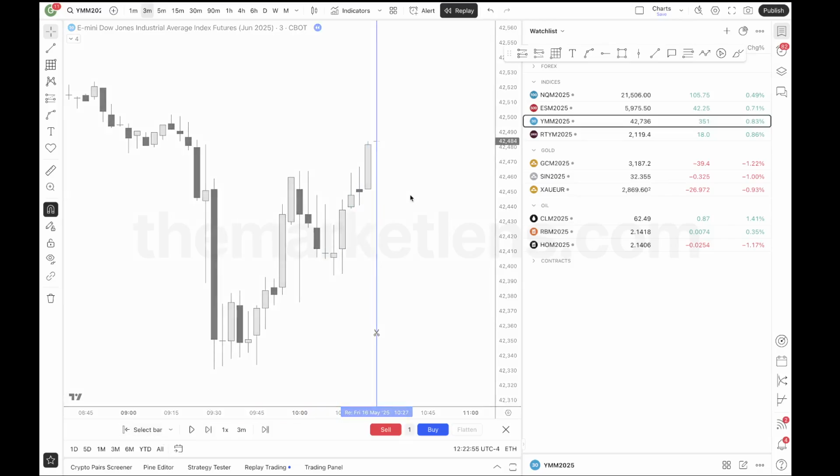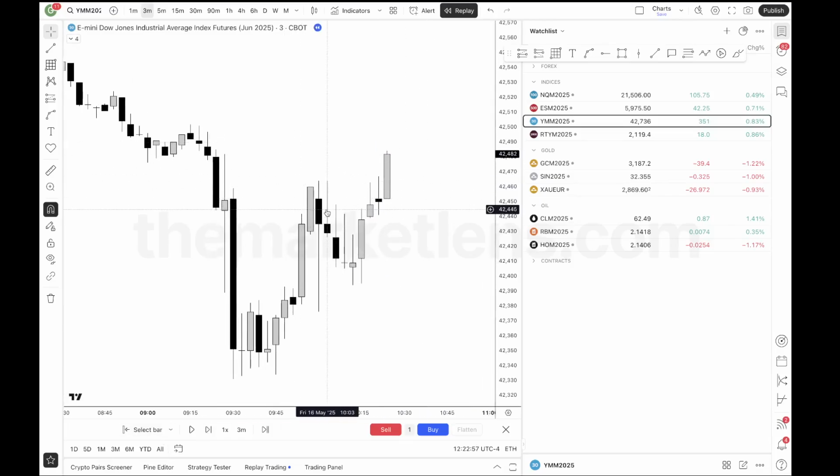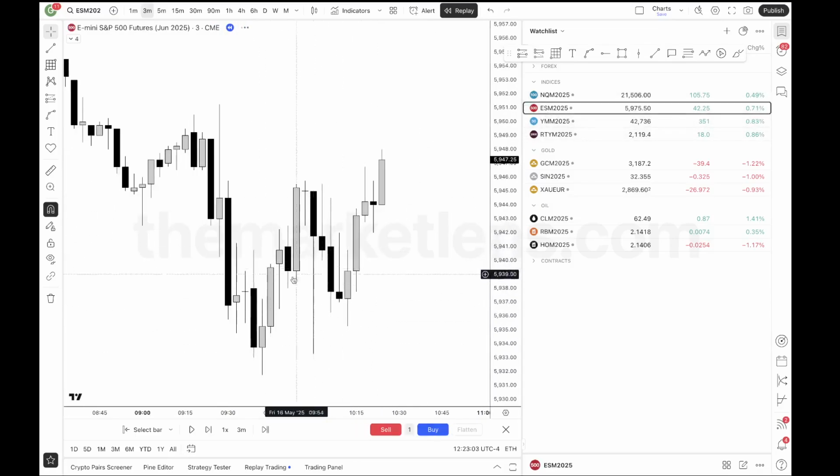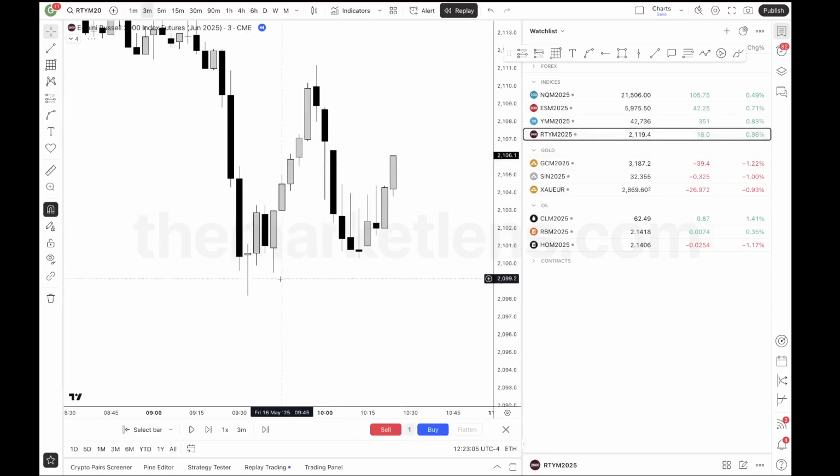There's another thing about SMT. There's so much about SMT, but you see how we SMT on this asset? When I go to the other assets, it's just chop. You see this chop? When I go to RTY, it's leaving equal lows.